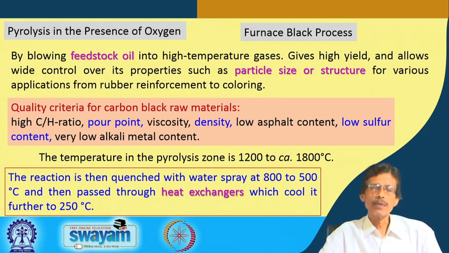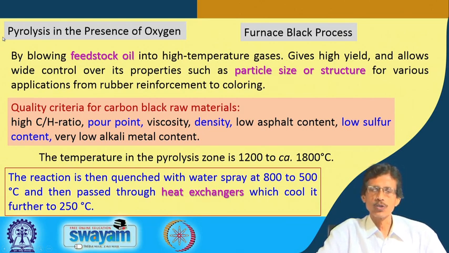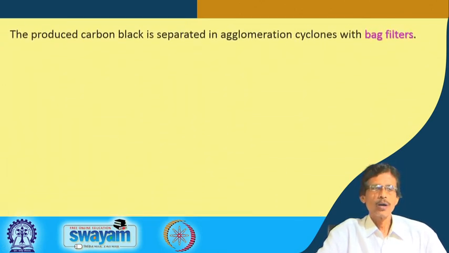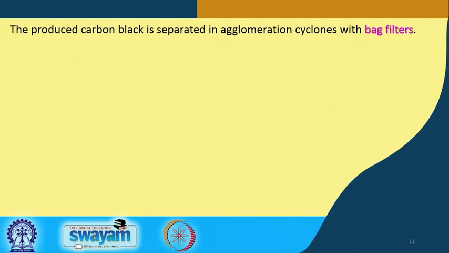So, that gives us the idea of how the furnace black process can work for the production of carbon black. In your next class we will consider the utilization of these things, that means how they can be separated out and how they are utilized for different useful purposes.